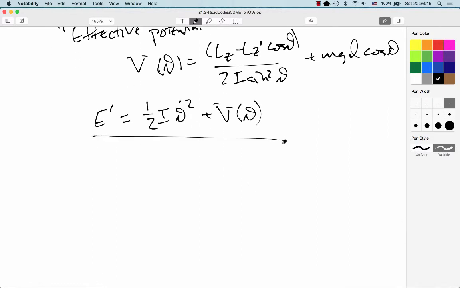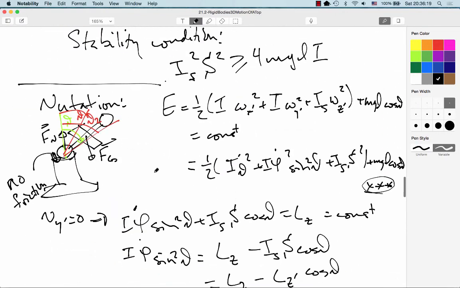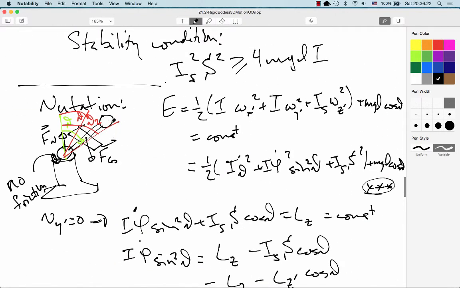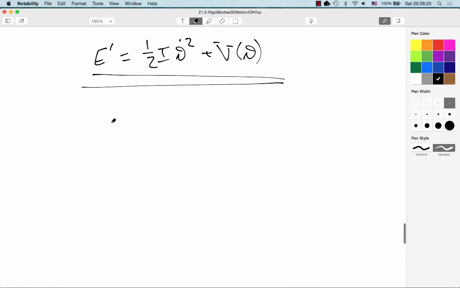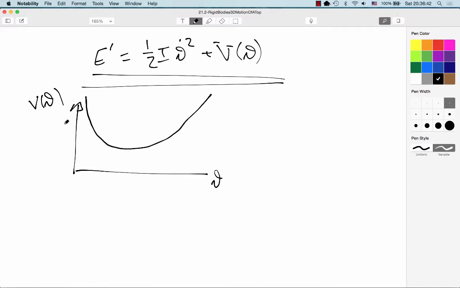All right, well, we know how to analyze that, at least to find the turning points of our nutation, theta 1 and theta 2. We can do that by plotting our effective potential as a function of theta. It's going to look something like that. And then we just go and pick out our E prime. And we circle where they intersect. And there's our turning points, theta 1 and theta 2.